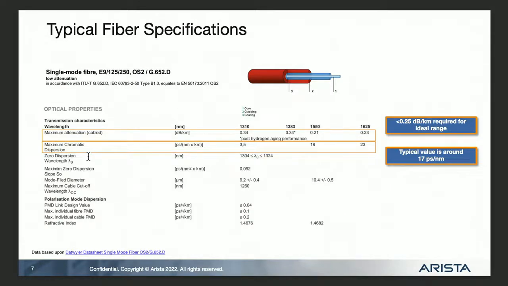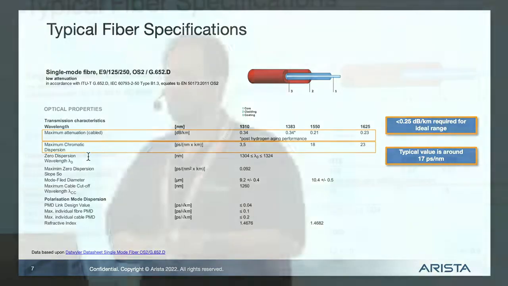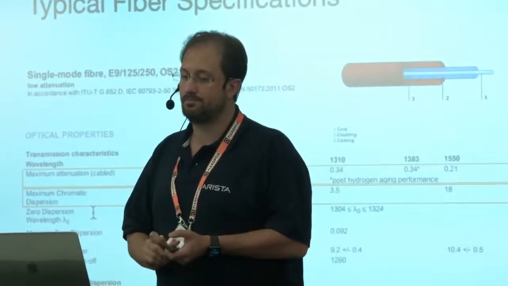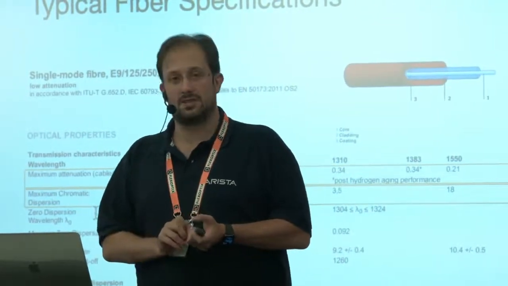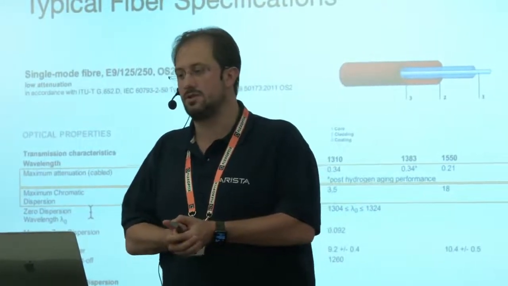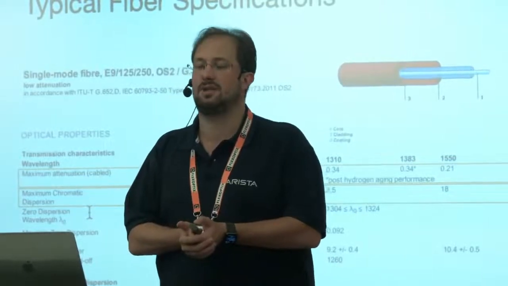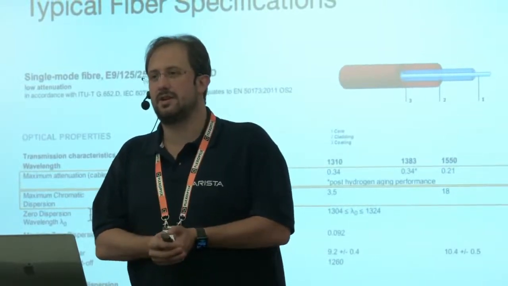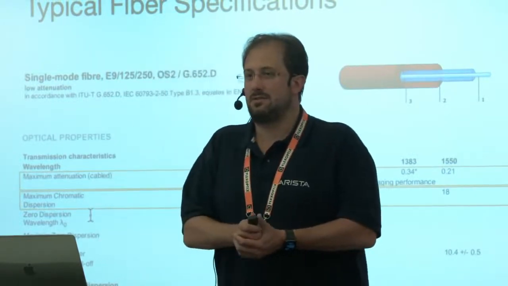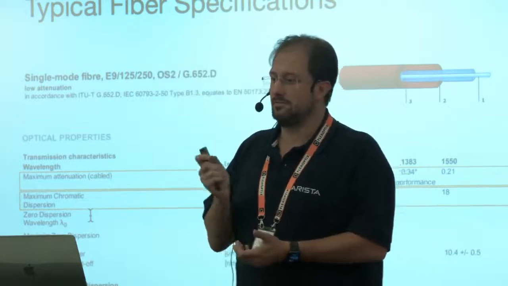Why are we talking particularly around this single mode fiber? Because it has pretty good specifications around the maximum attenuation and the chromatic dispersion as well, which is around 17 picoseconds per nanometer. The ideal range for ZR in this case would be below 0.25 dB of attenuation per kilometer. In the real world, you will see, and I'm going to show this later on as well, that this amount could be way higher.